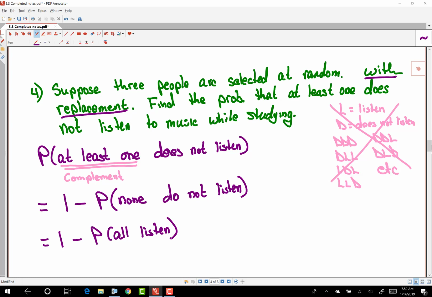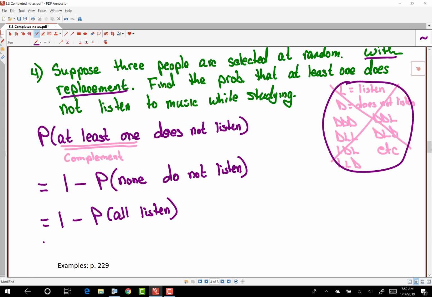Because if there are none that do not listen to music while they study, then they all listen to music while they study. And using this complement allows us to just calculate one probability instead of all these different ones that we were looking at over here. We can just calculate the probability that they all listen and subtract it from 1.